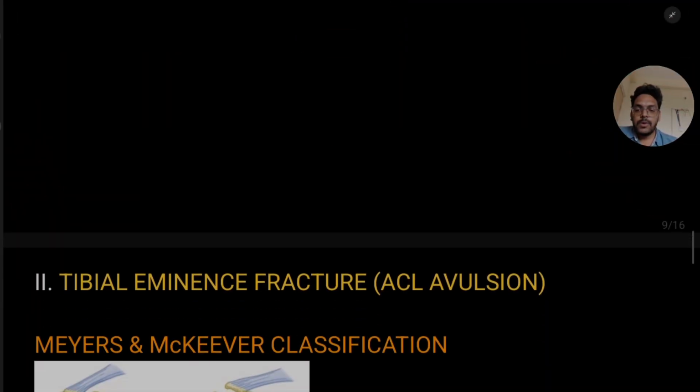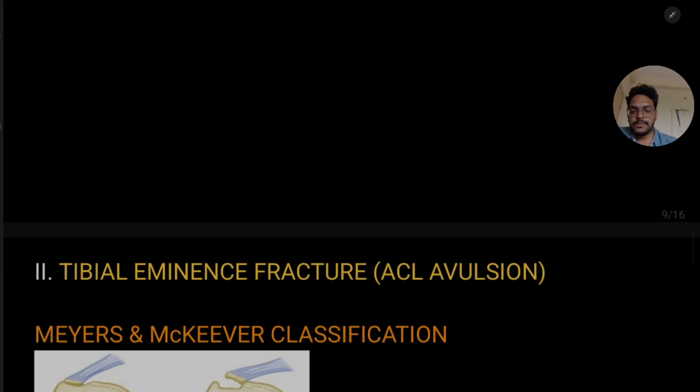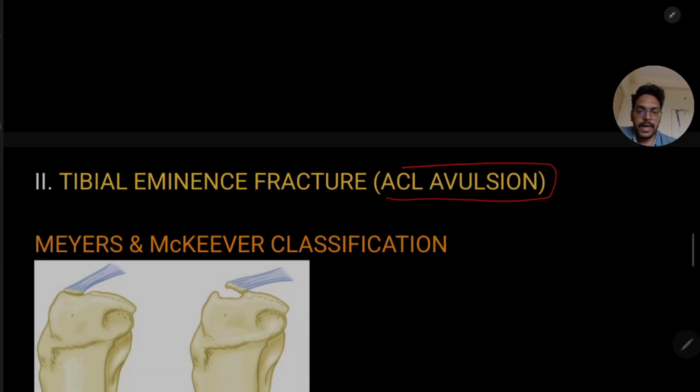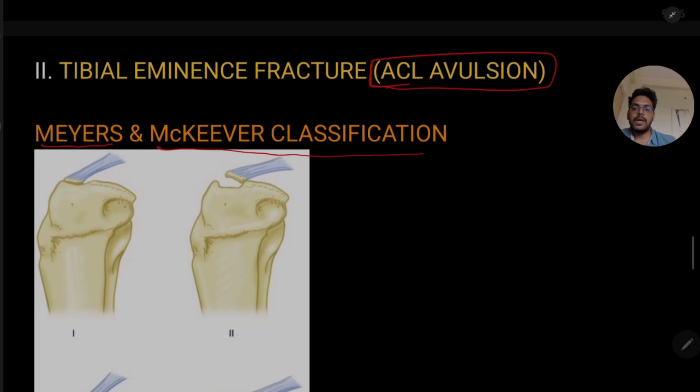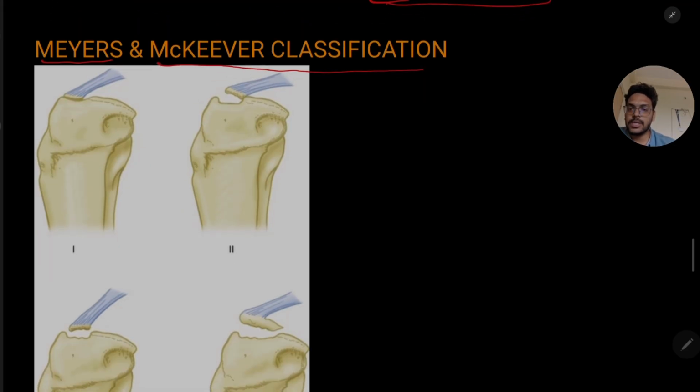Now we will discuss a little bit about the tibial eminence fractures, where the ACL is attached and gets avulsed. The ACL avulsion at the tibial eminence is given by the Meyers and McKeever classification.